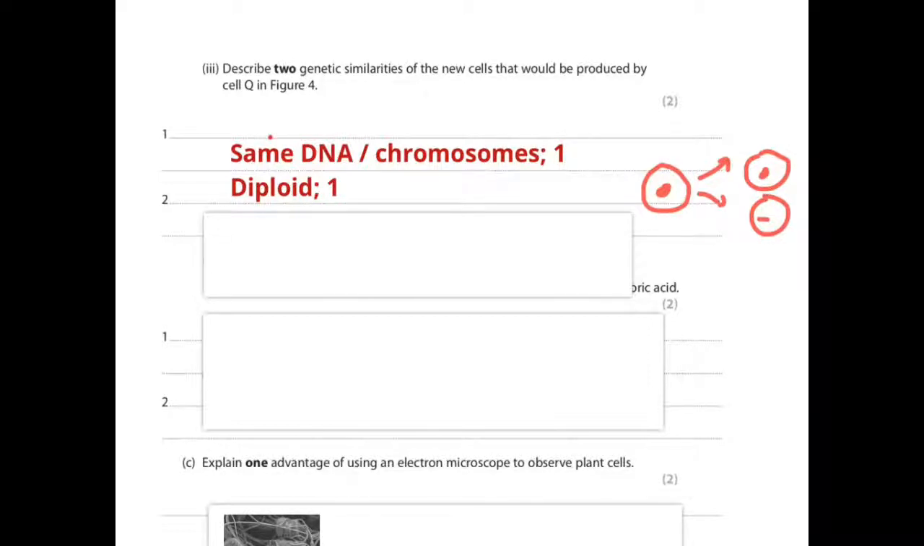These are the only 2 genetic similarities you'll need to learn. Di means 2, by the way, and ploid is sets of chromosomes. So a body cell has 2 sets of chromosomes in a human. 1 set from the mother, 1 set you inherit from your father.